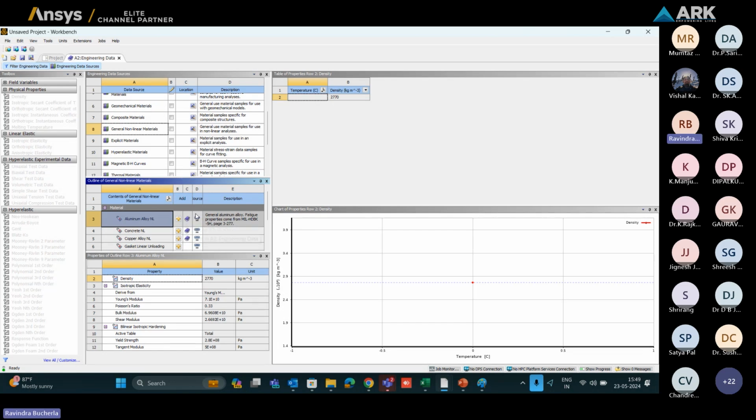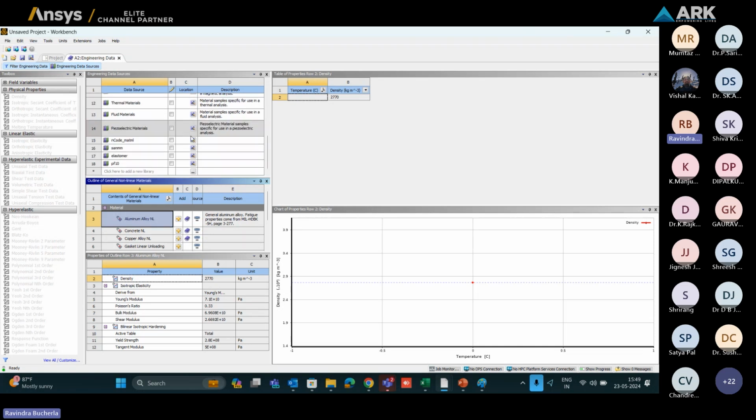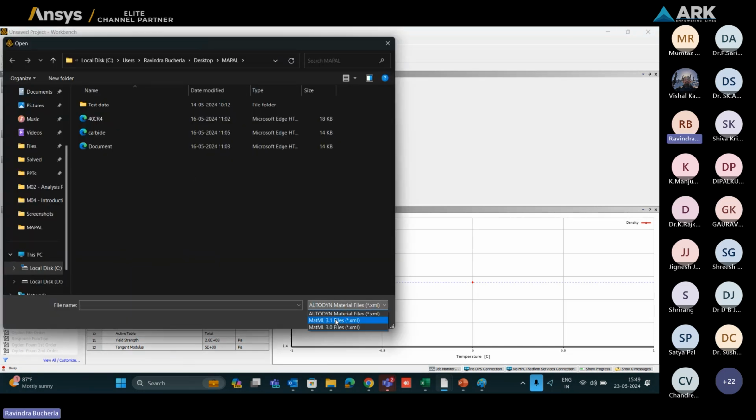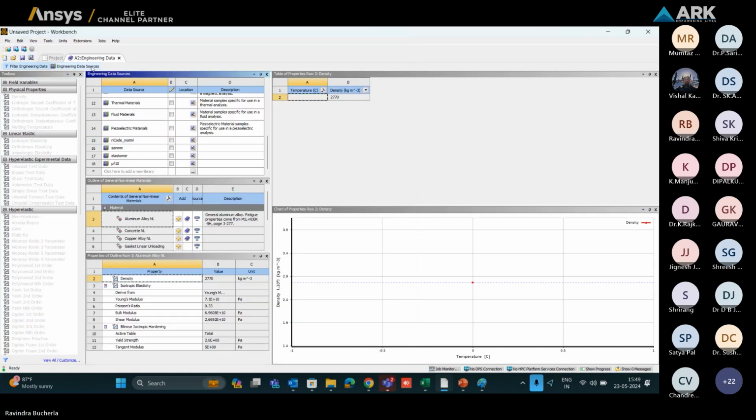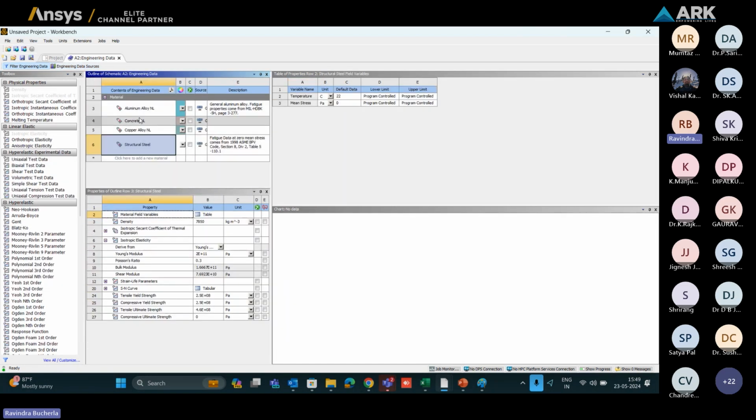Once you click on this plus symbol, a book symbol will automatically appear. That means this material is already in the simulation. Similarly, you can add any library as well by importing the .xml file. The material file that Ansys Workbench will support is in the format of .xml. So if you have any material file, you can click on this .xml and import the file. Okay, so you can see these are the materials.